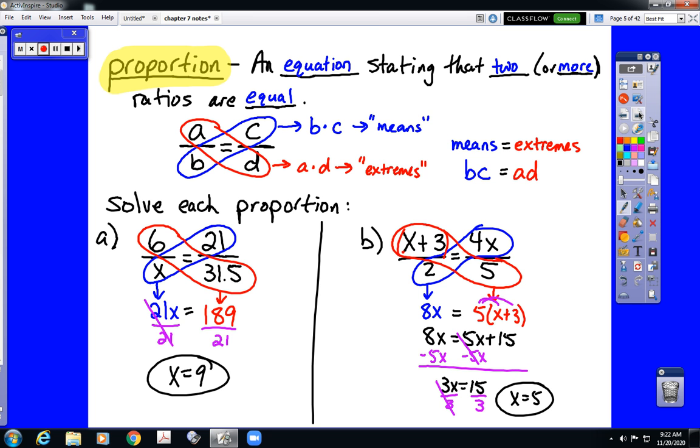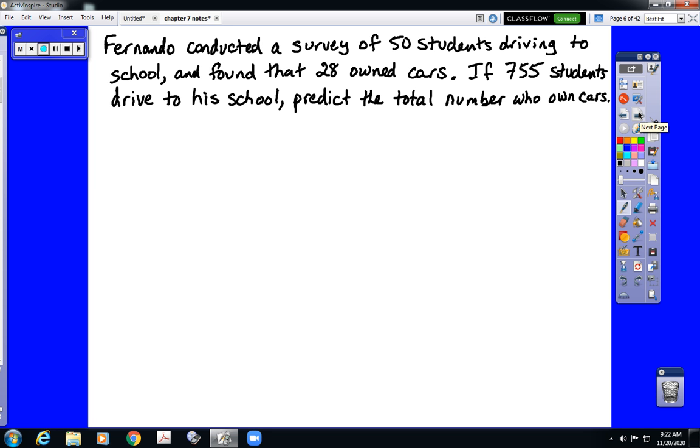Okay, finally, here's a word problem. Fernando conducted a survey of 50 students driving to school and found that 28 owned cars. If 755 students drive to his school, predict the total number who own cars. So anytime that we see a word problem that contains more than 2 numbers, it's probably a proportion word problem in this section. So when you see a proportion word problem, they're going to give you one full set of information, one full ratio, which they do here talking about Fernando's survey.